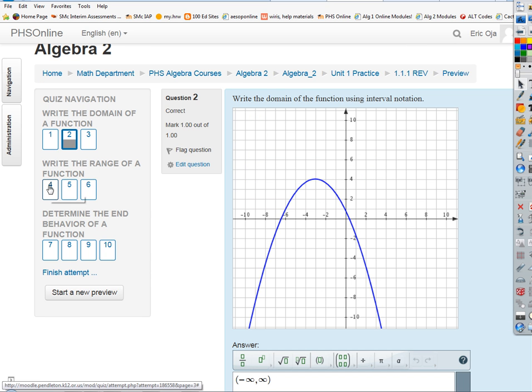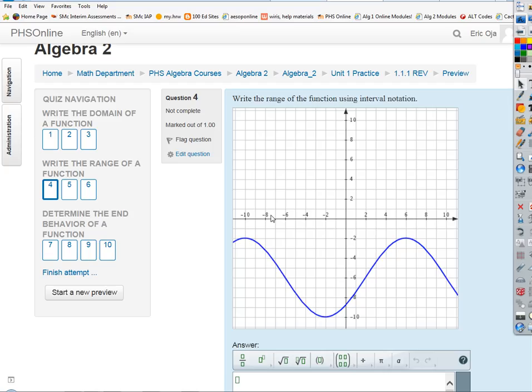What about ranges? Let's look at one quickly. How about this guy? Think about the y values now. Range is a y value issue. Thinking in ant terminology, I want to know what are all the y values that an ant could walk on. It's going to be everything between y equals -2 and -10. If I were to squish this onto the y-axis, it would be this interval.